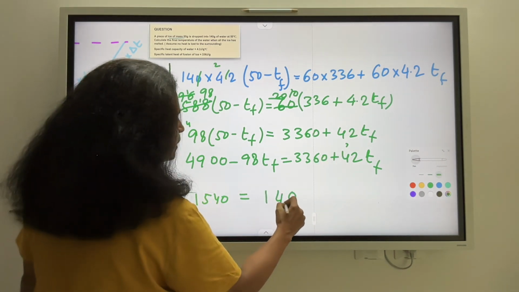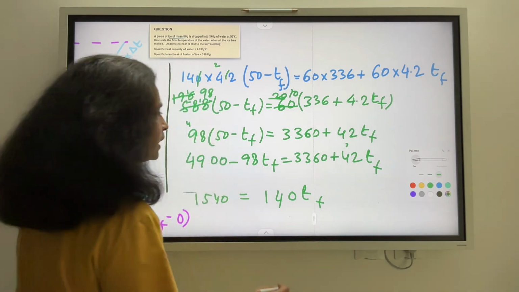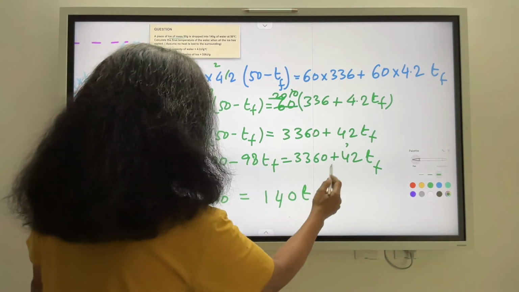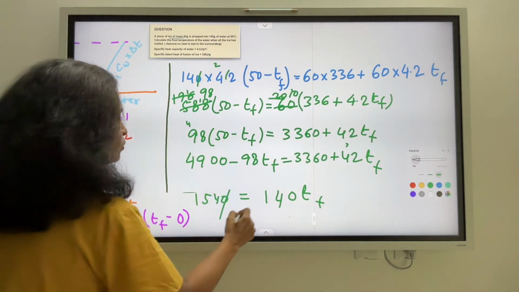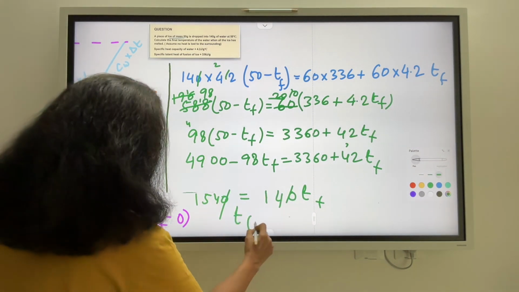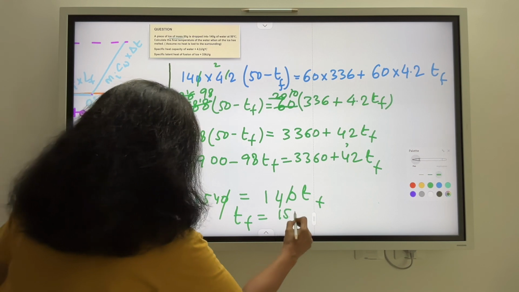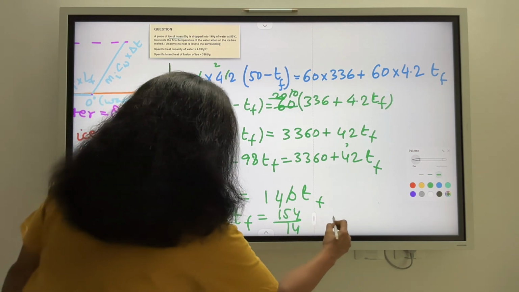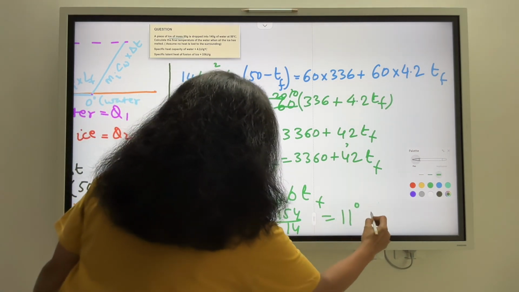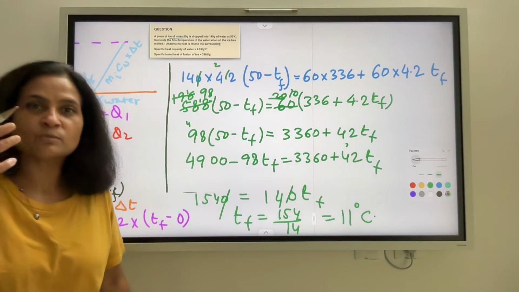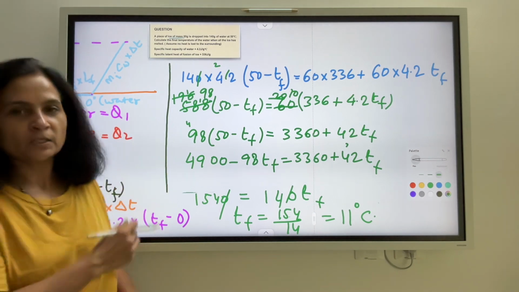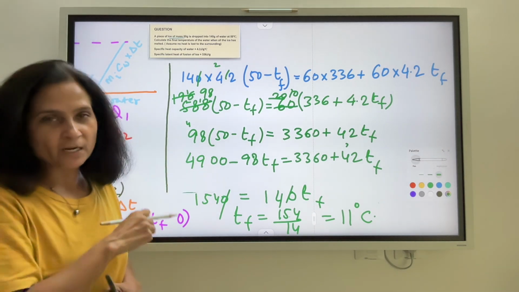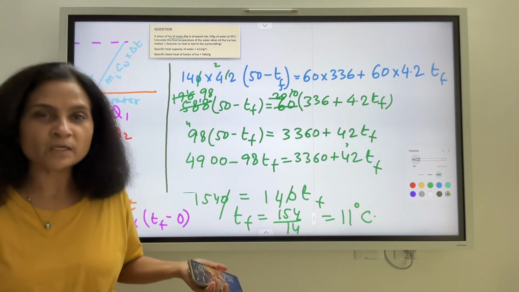14 आ गया. TF, I added it correctly. 8 9 10 0 1 14. Yes, 0 0 तो गया, and my final temperature is 1540 by 140, which is 11 degrees centigrade. This is my final temperature after so much of calculations. So this is it, guys. We have cracked the question and we are moving on to our next.